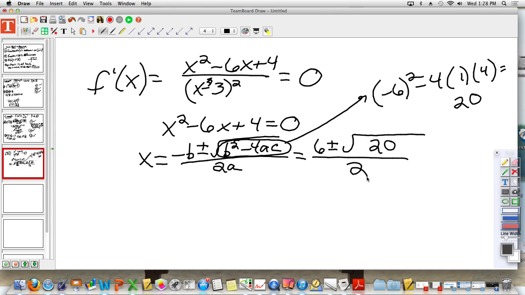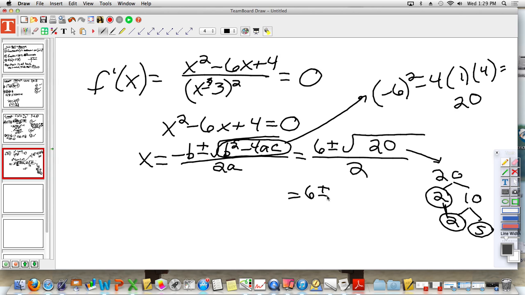But that's weird and awkward and ugly. So we need to, remember what we do to that? Tree. We do a tree. 2 and 10 is 20. 10 is 2 and 5. Those two are a pair. Do you remember that?